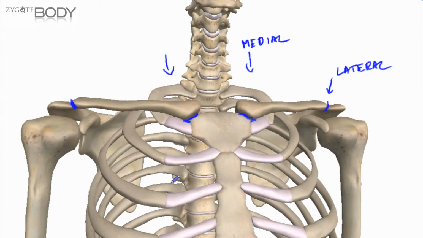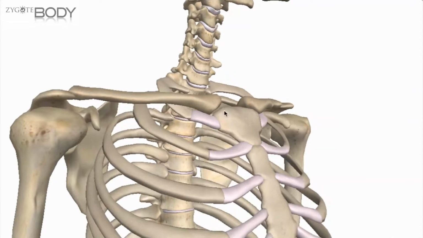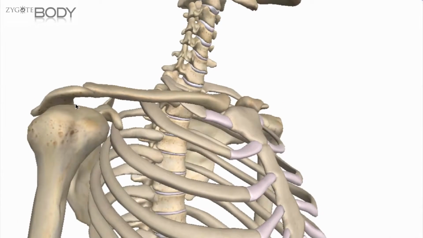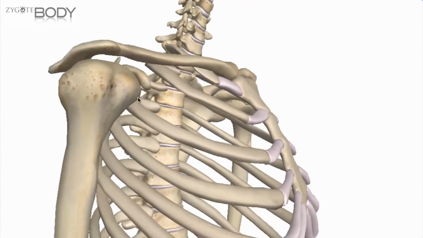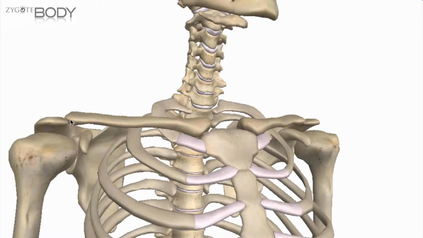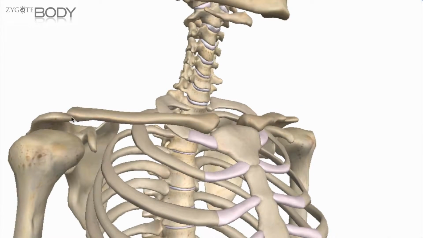Now I'm going to clear this out so I can show you on the 3D model. As you can see here, there is articulation of the collarbone or the clavicle with the manubrium of the sternum right here and the first costal cartilage. And here you can clearly see this process of the scapula is articulating here with the acromial side of the clavicle.